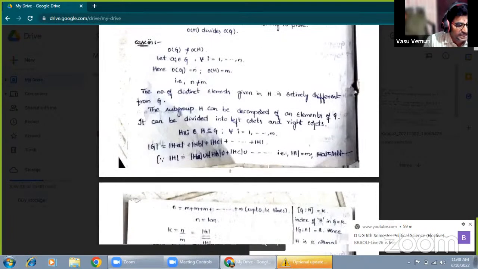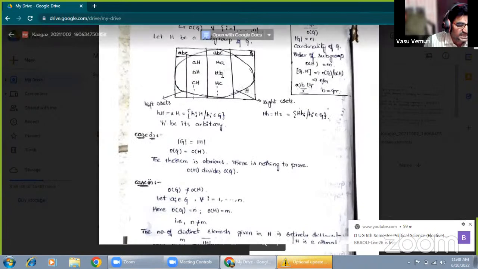The group can be decomposed using the subgroup, and it can be divided into left cosets and right cosets, as already explained. So all the cosets can be represented, with H contained in G. So the order of G equals the order of Ha plus the order of Hb plus the order of Hc, and so on, plus the order of H. The order of the group is equal to the sum of the orders of all the cosets, including the subgroup.